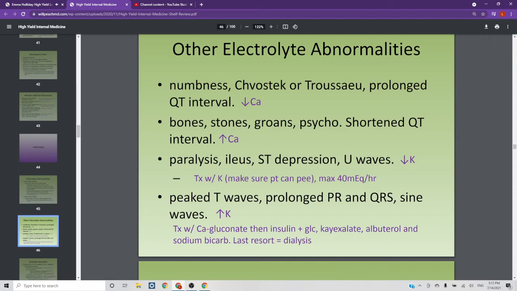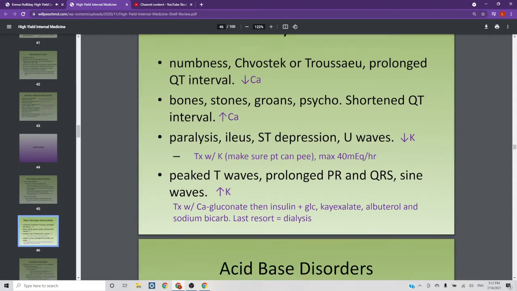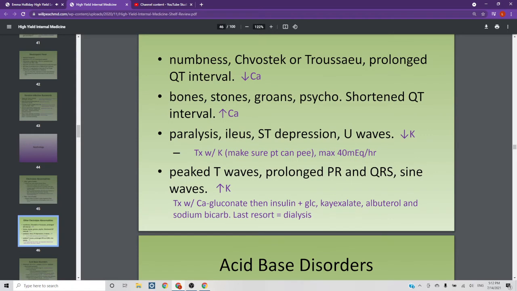What else? Insulin with glucose too, right? So insulin to drive the potassium into the cells, but we still have too much in our body. How do we get rid of it? Diuretics. Good. So that's the treatment regimen. So calcium gluconate, insulin and glucose, K-exolate. Albuterol works through a similar mechanism to insulin, and then diuretics to get rid of it. Last resort, if the patient's really symptomatic and potassium is sky high, it's an indication for dialysis.